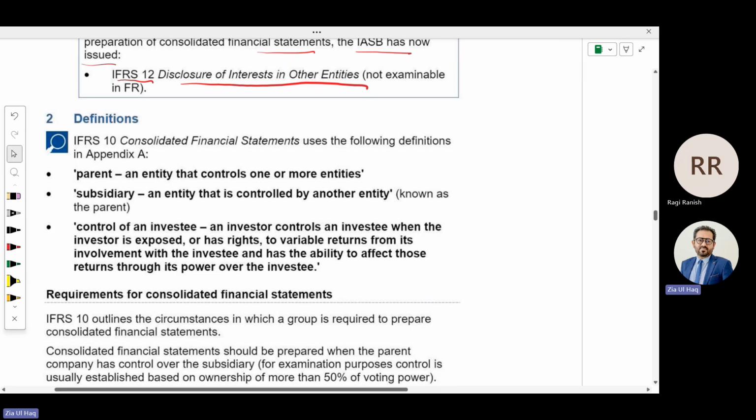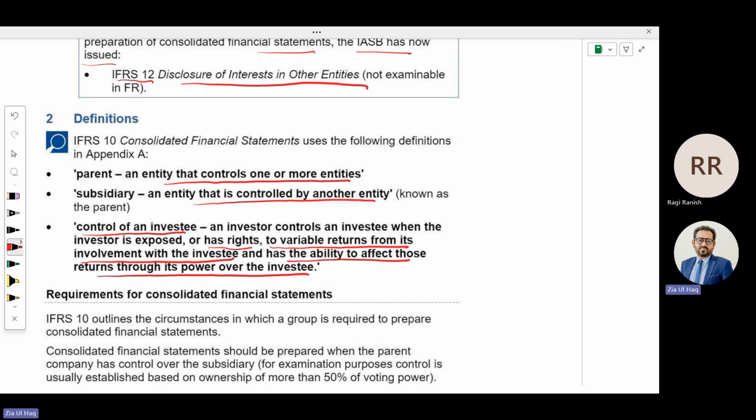Definitions: what is a parent? An entity that controls one or more entities. What is a subsidiary? An entity that is controlled by another entity, meaning the parent. Control of an investee: investee means subsidiary, investor means parent. An investor controls an investee when the investor is exposed to, or has rights to, variable returns from its involvement with the investee, and has the ability to affect those returns through its power over the investee.